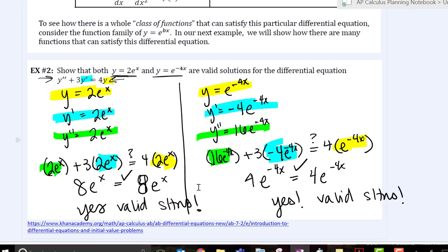So go to this Khan Academy and finish this before we go to class, and you will notice that sometimes yes, we do have solutions. Sometimes no, they are not solutions, but you do have to methodically check them by differentiating and then substituting into the differential equation that is given.